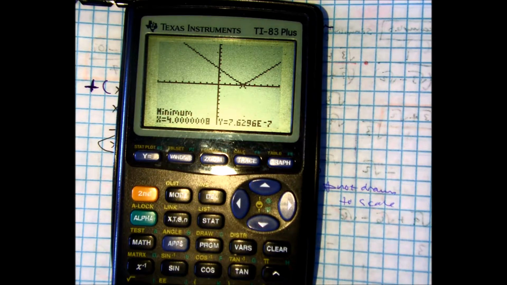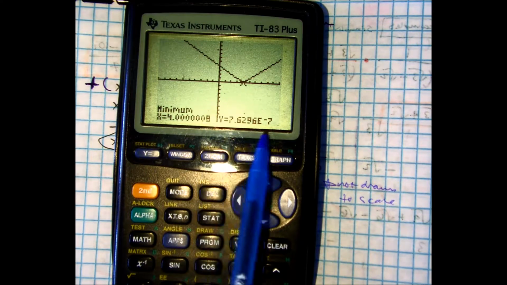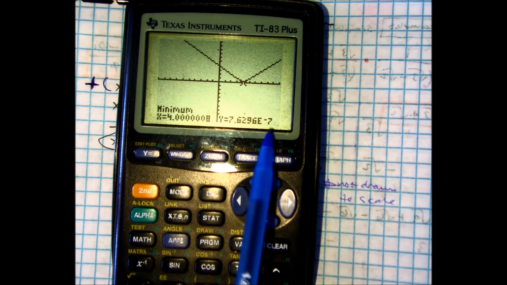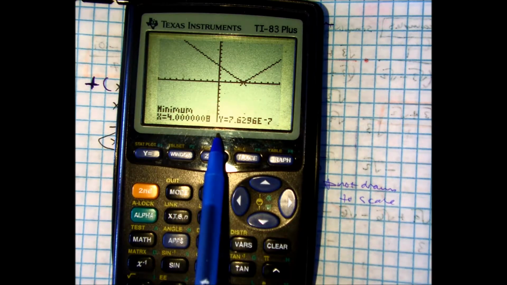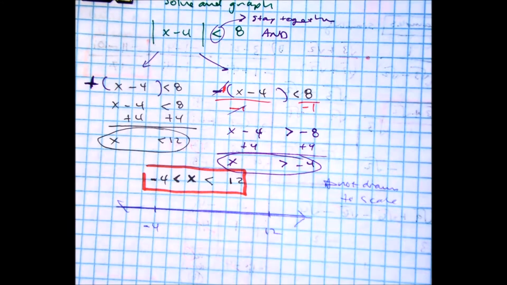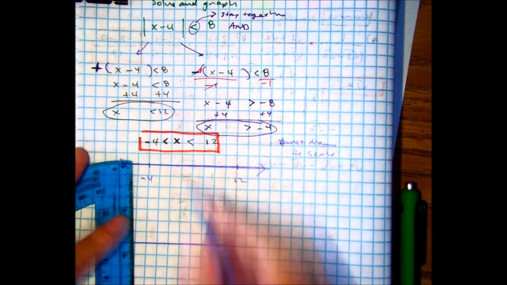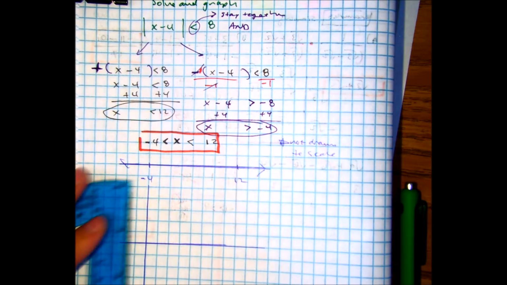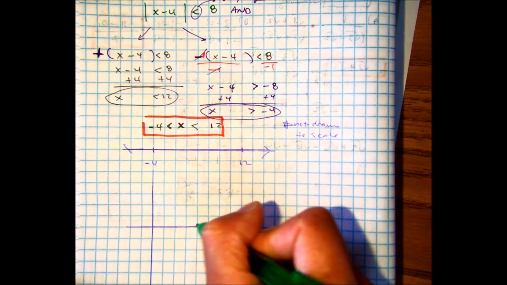Ta-da! Amazing. It tells me that the x-intercept is 4, and then this number is scientific notation. Something with a big negative number essentially means it's super, super close to 0. So let's go ahead and make a quick sketch of that. So we said around 4, 0. Very, very close.